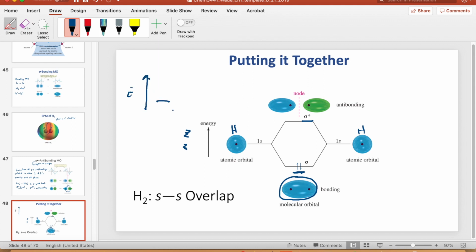Energy, and here's your bonding, and here's your antibonding. So this would be a sigma. And for the case of hydrogen, we have two electrons there, that's indicating this H2 bond that we're forming. And we have no electrons in our sigma star. Right? So that's, in a nutshell, the same thing that we're showing here on the right, just even simplified more.